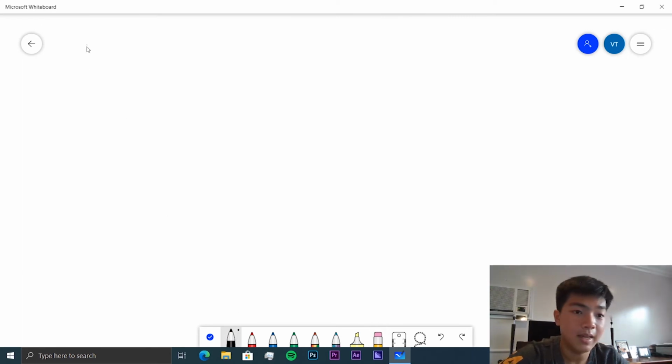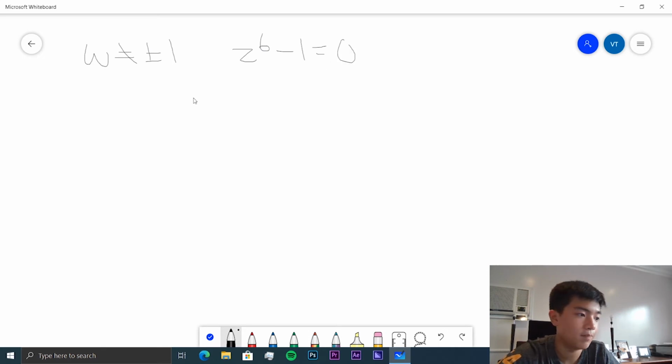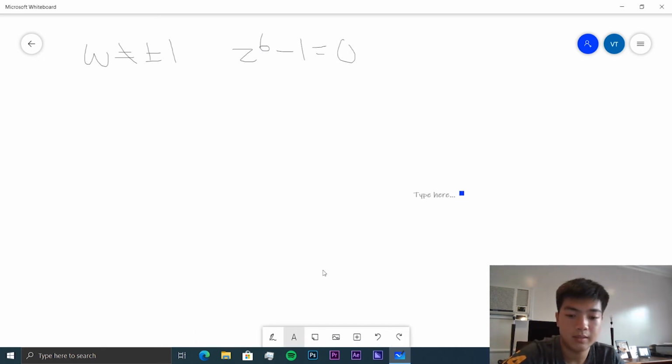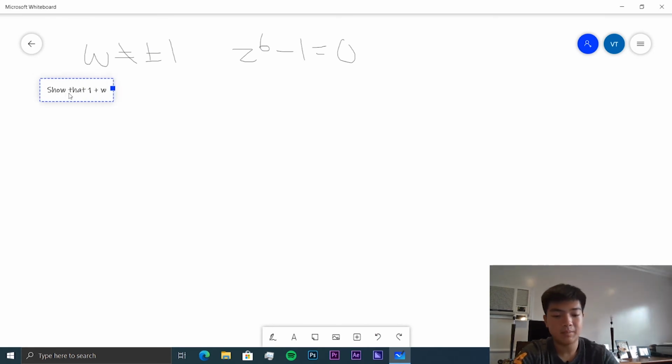So given that omega is not equal to plus or minus 1, but it's still a solution to z to the 6 minus 1 equals 0, we need to show that 1 plus omega squared plus omega to the 4 is equal to 0, and evaluate 1 plus omega to the 102 plus omega to the 1004 plus omega to the 20,008.